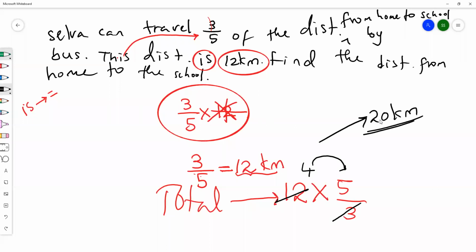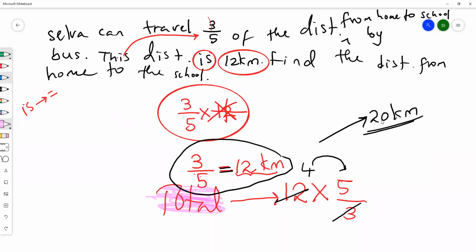Home to school or school to home. Is it clear? The thing here is, if the equal mark is there, you have to reciprocal it. To find what? To find the total. To find the total, the fraction will change as reciprocal, upside down.